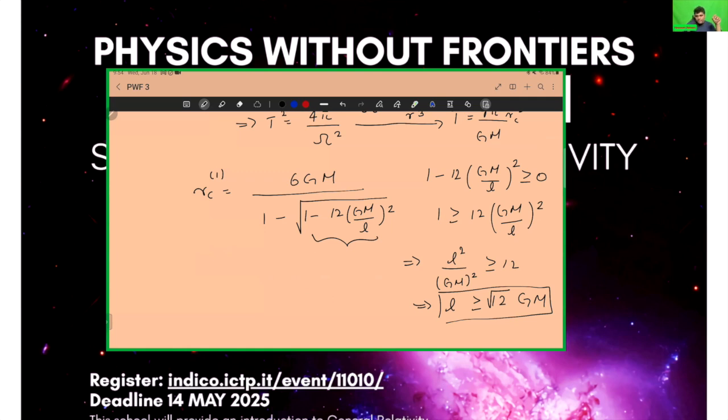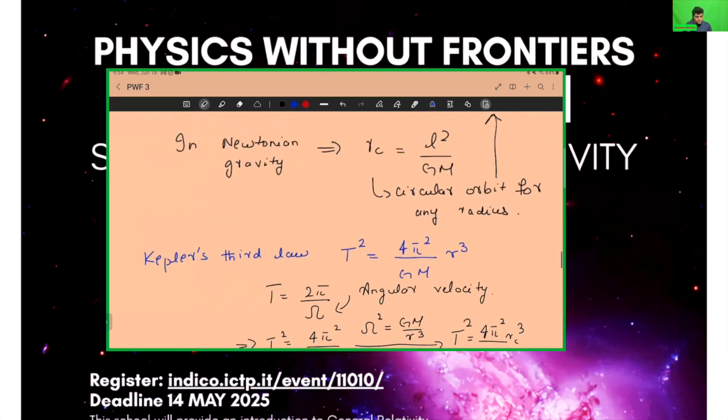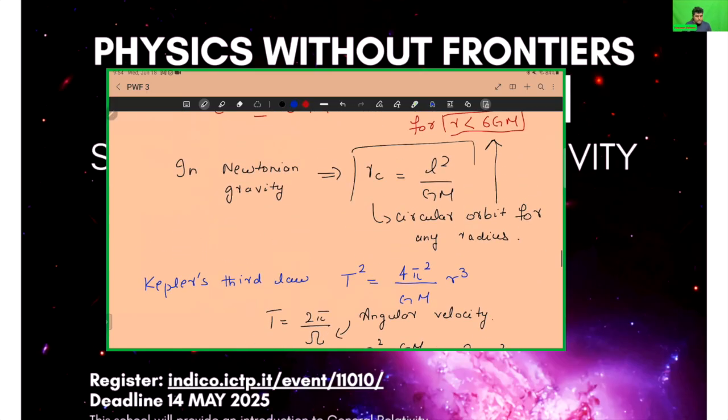So you see that there is a bound on the angular momentum as well. If you have an angular momentum that is smaller than this particular angular momentum, you can never have a circular orbit, which is again not true in Newtonian gravity. In Newtonian gravity, if you have an angular momentum, you could, right?